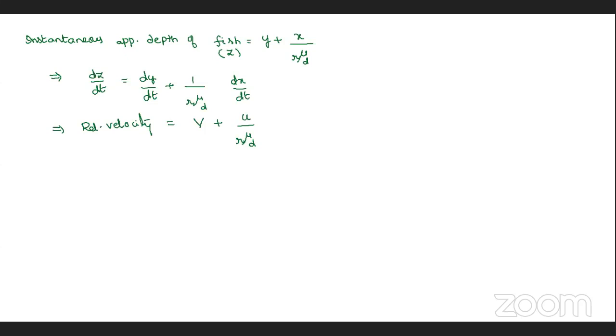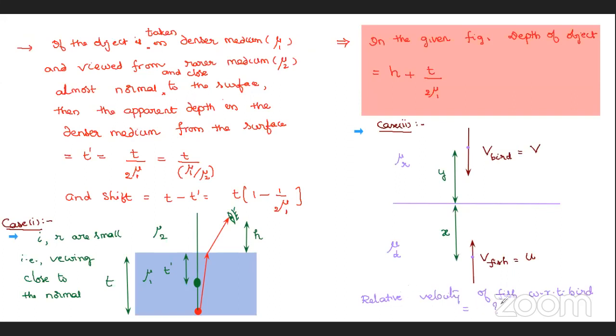So clear? Clear sir. While asking that, dz by dt is the relative velocity, relative position, that is what we have. That is the fish's, that is why I thought it was the relative velocity of fish.